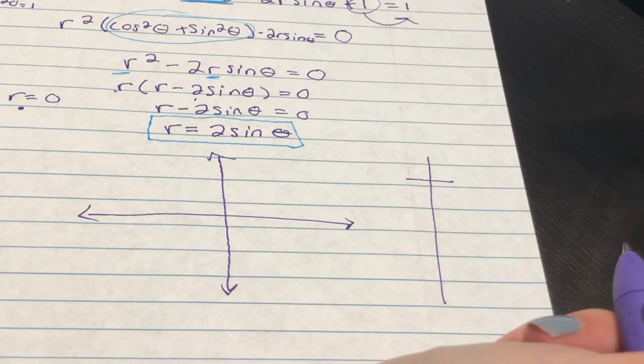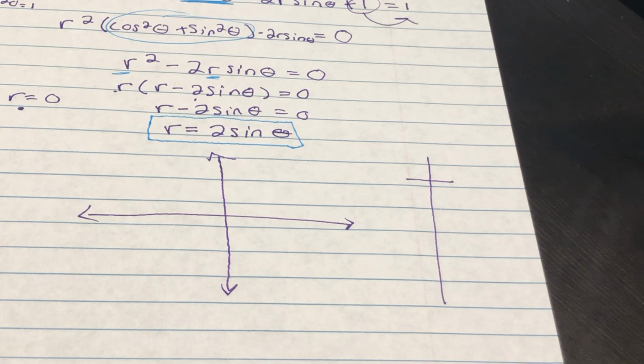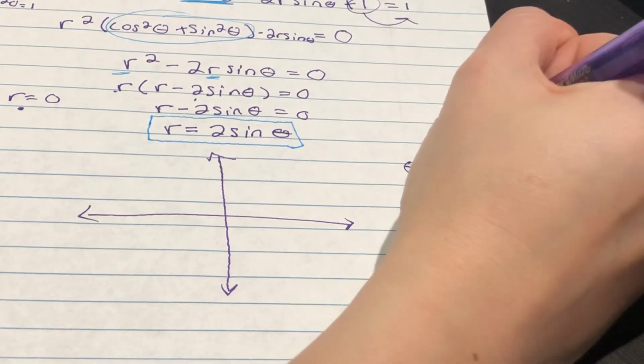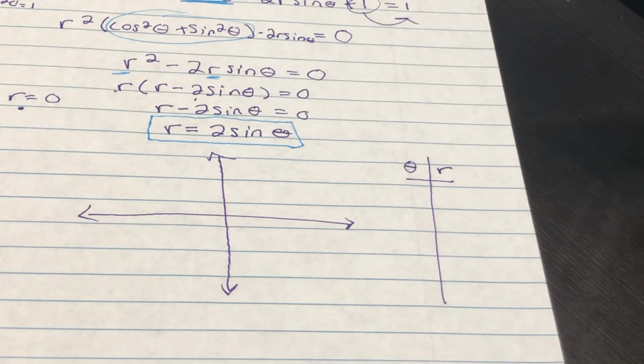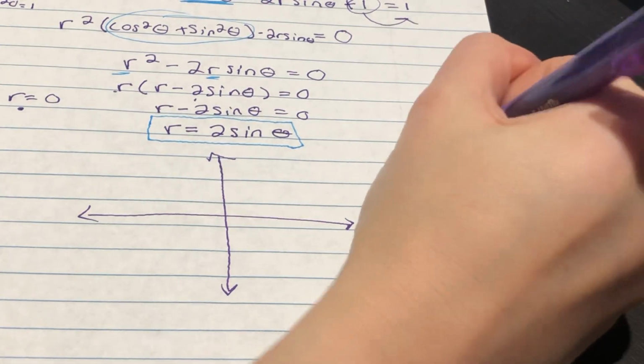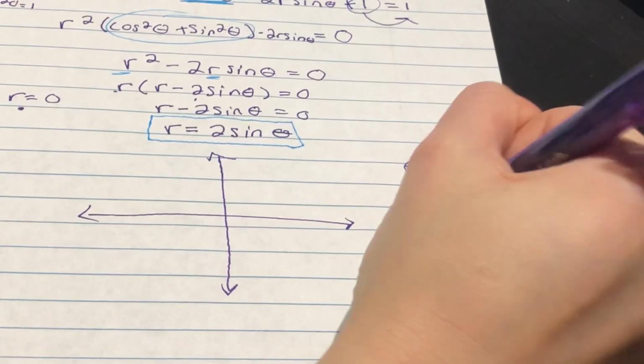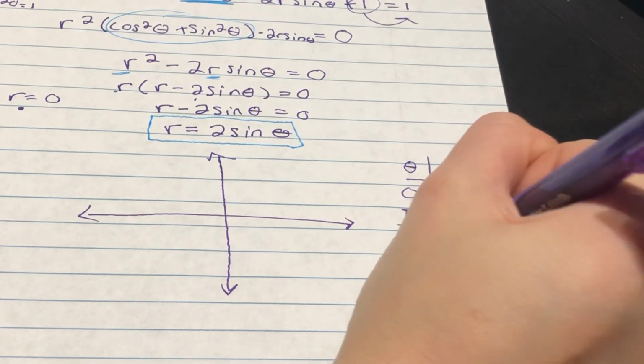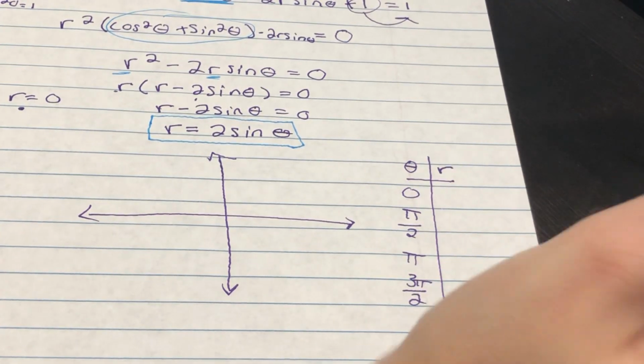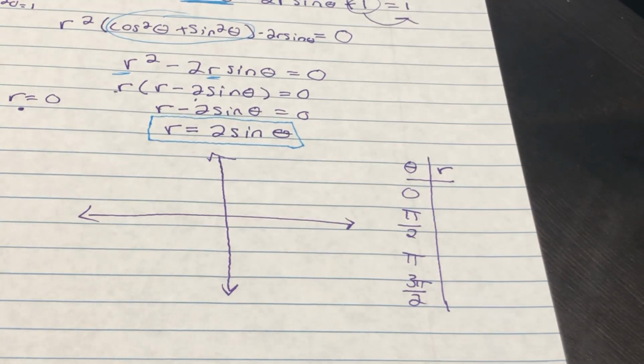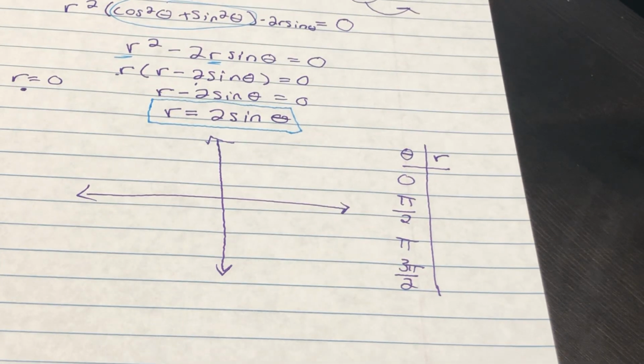So can anyone think of what numbers I might want to choose for theta? Probably ones on the unit circle, right? So I would first pick my main ones: 0, pi over 2, pi, 3 pi over 2. And you don't need to do 2 pi because it's the same thing as 0. I would do that first just to see kind of where we're at.